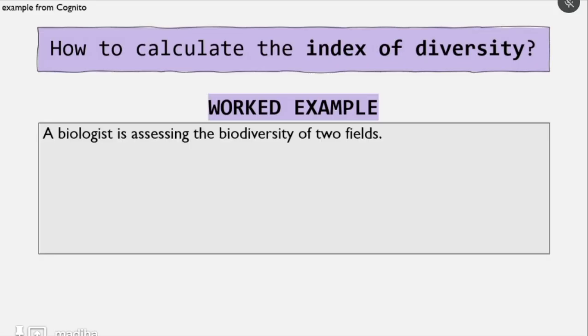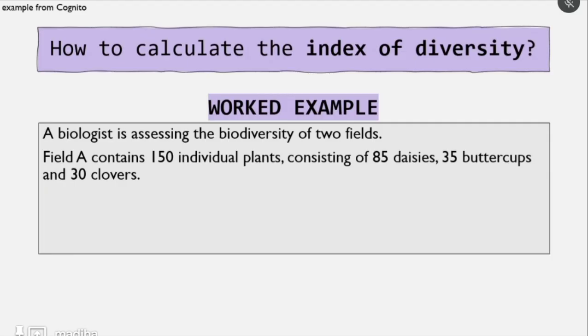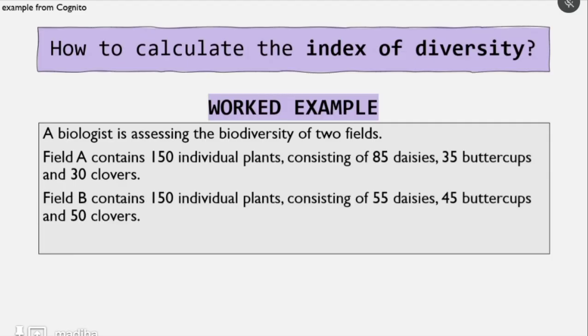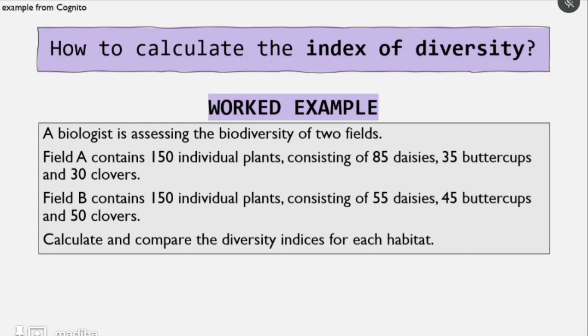So a biologist is assessing the biodiversity of 2 fields. Field A contains that, and then field B contains this many plants. The question is asking you to calculate and compare the diversity indices for each habitat, okay? So we'll go through it now.